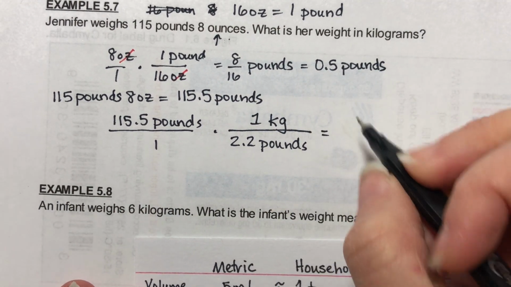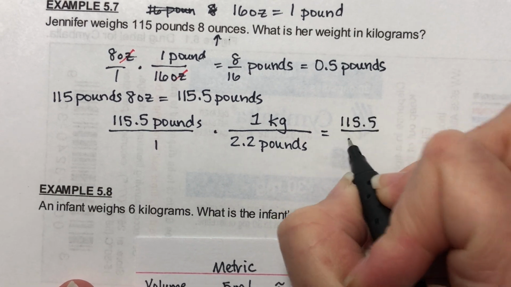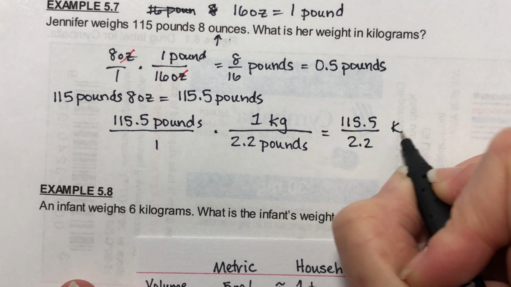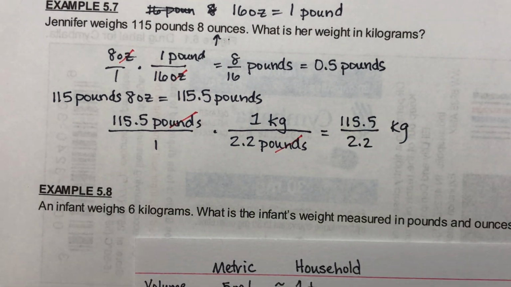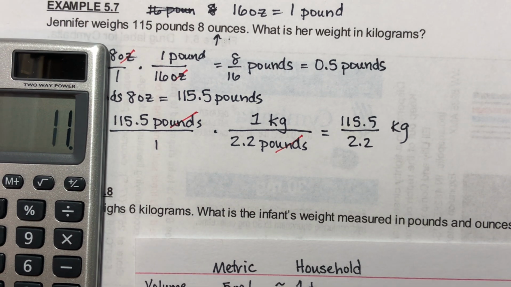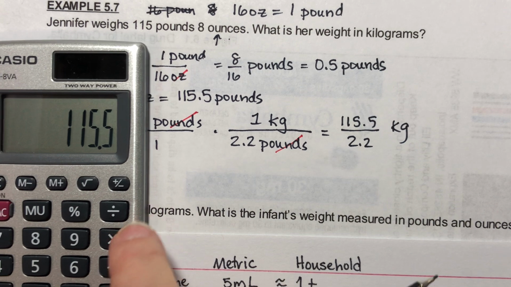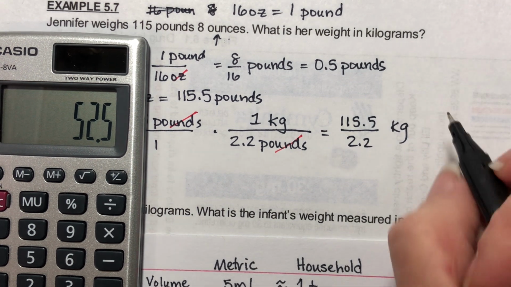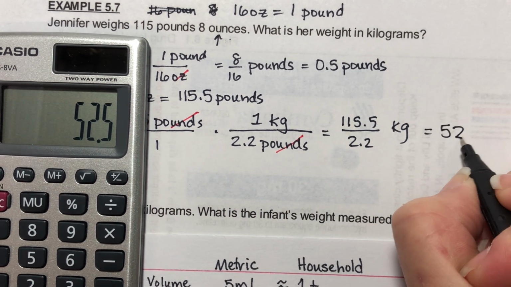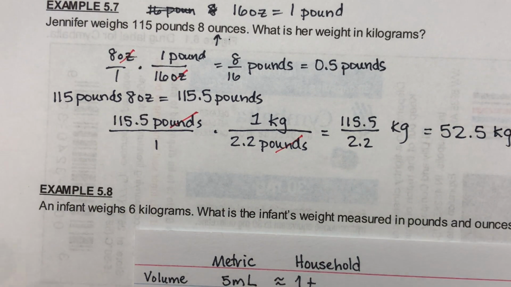So what I end up with is 115.5 divided by 2.2 kilograms. And that's because these cancel. And if I take 115.5 and divide that by 2.2, I get 52.5 kilograms.